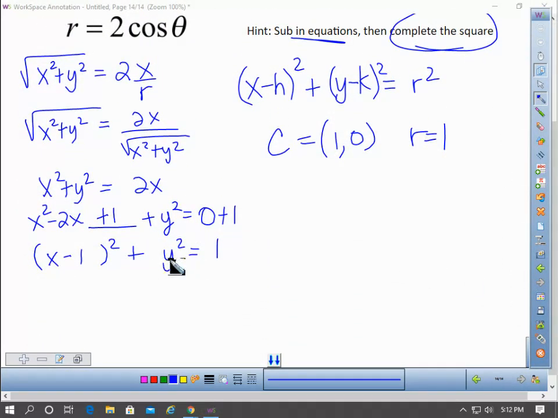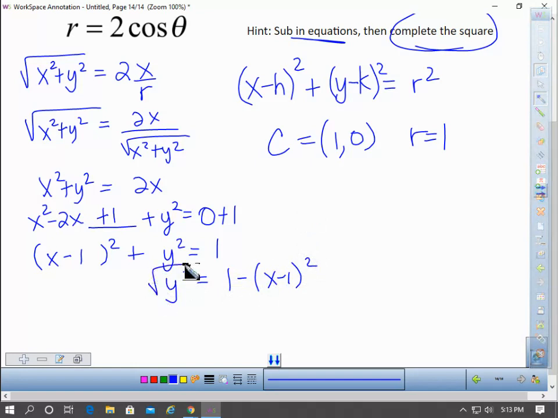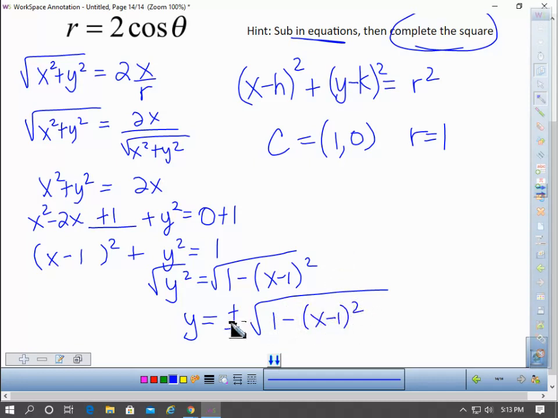In order to solve this for y, of course, you would move this over to the other side: 1 minus x minus 1 squared, and then you would take the square root. So you'd get y equals the positive and the negative, because when you take a square root, you get both a plus and a minus of the quantity square root of 1 minus x minus 1 squared. So this is 2 equations.